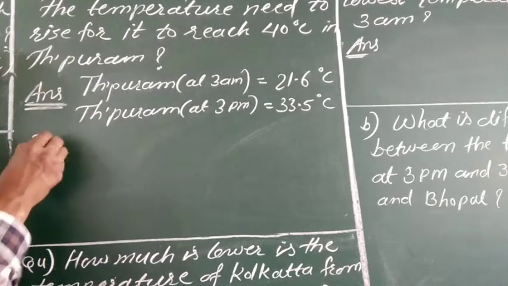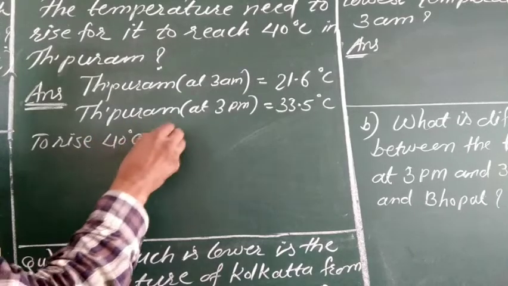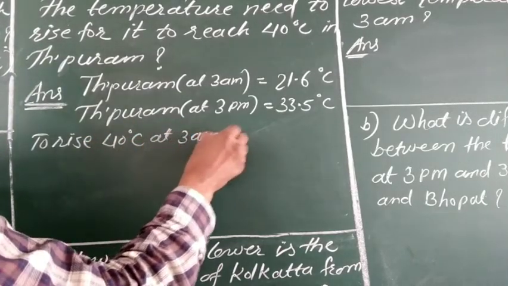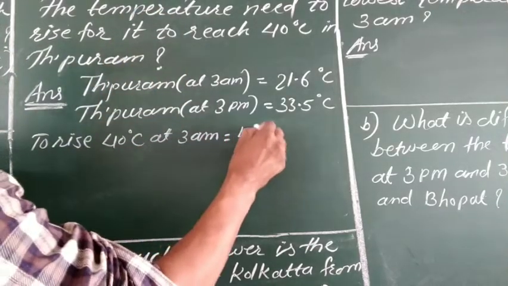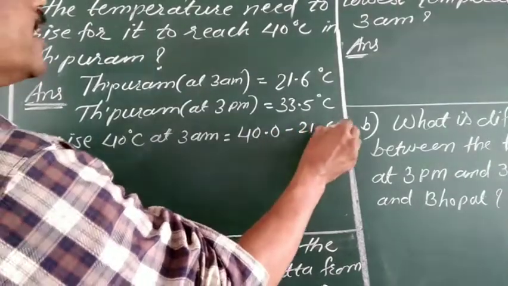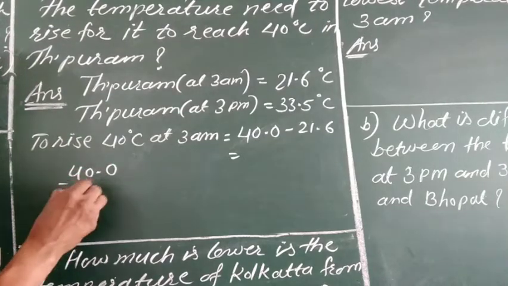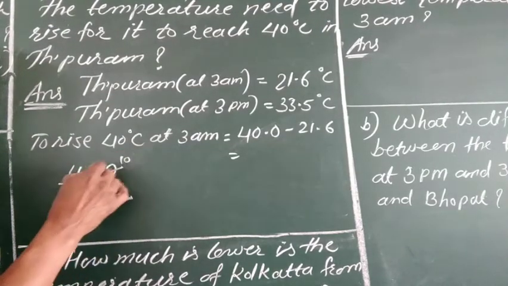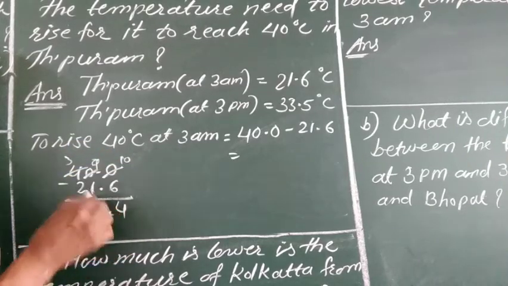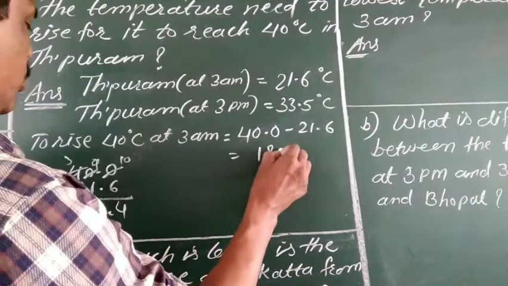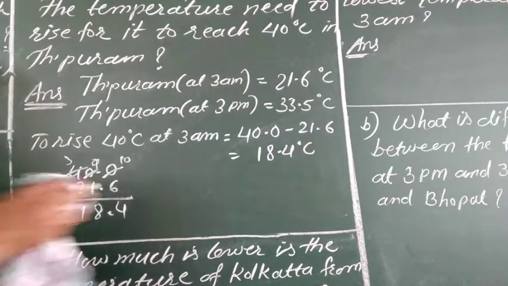So see, to rise to 40 degrees Celsius at 3 a.m. Now we have to reach 40 degrees at 3 a.m., so what will we have to do, son? 40.0 minus 21.6. Then see, it is 10, here 9, and it is 3. So 10 minus 6 is 4, 9 minus 1 is 8, and it is 1. So it is 18.4 degrees Celsius.